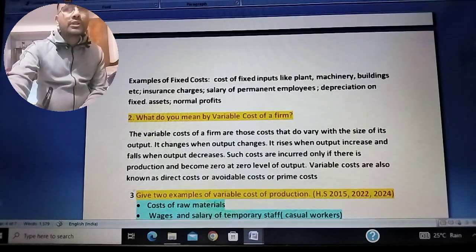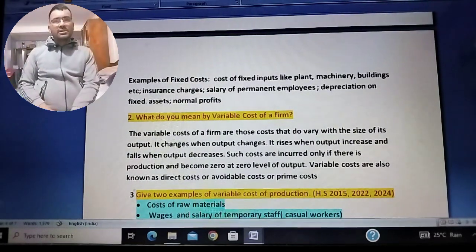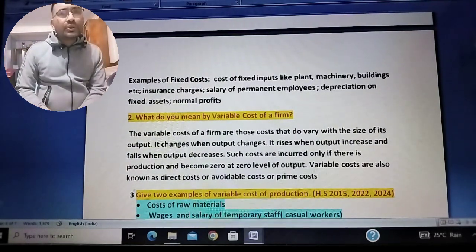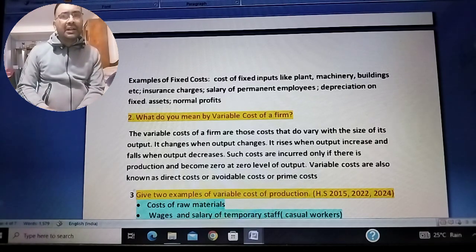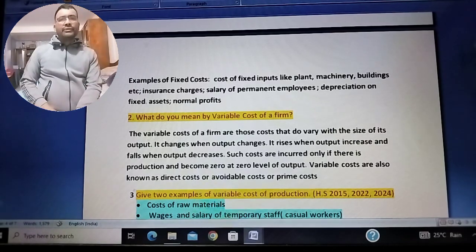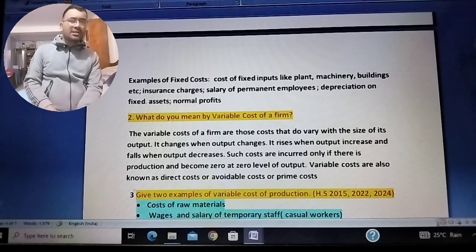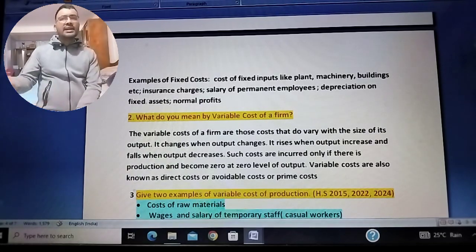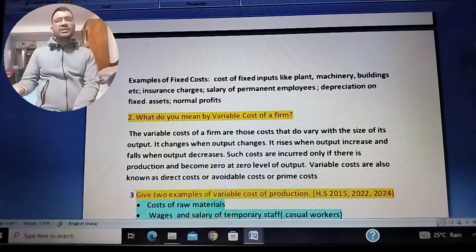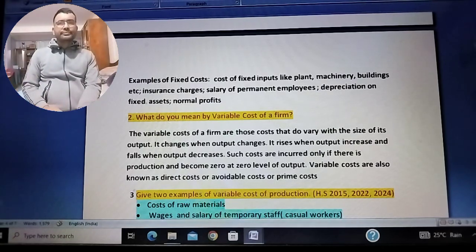So the second important question, examples of fixed cost: the cost of fixed inputs like plant, machinery, building, and office expenses like insurance charges, salary of permanent employees, depreciation on fixed assets. These are fixed. You may be asked, give two examples of fixed cost. Then you have to write the cost of fixed inputs like plant, machinery, salary of permanent employees, depreciation on fixed assets. This will be the right answer.